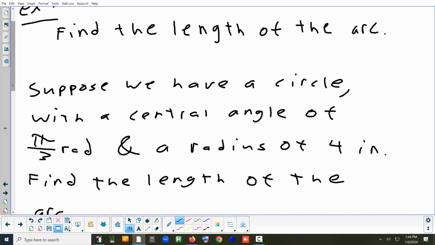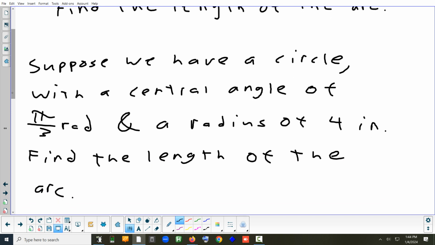Okay, so find the length of the arc. There's a couple ways they can give you a problem like this. They can write a description out, describing the problem. So in this problem, they're telling you that you've got a circle. The angle that you're drawing in the circle is pi over 3, and the radius of the circle is 4.